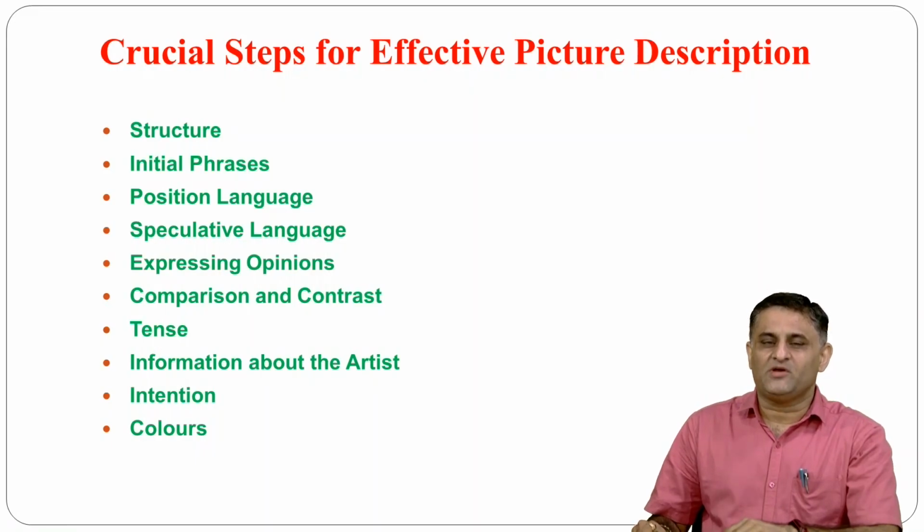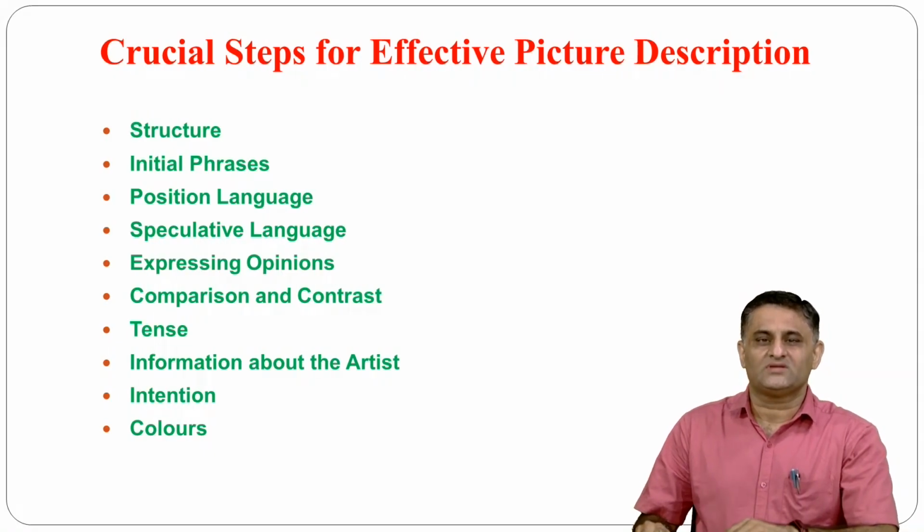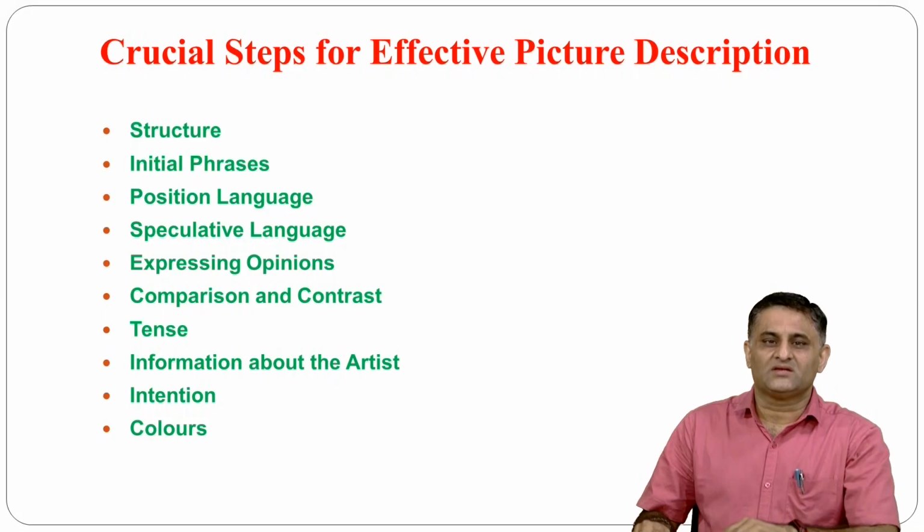When starting a picture description, you can use simple phrases like "in the picture, I observe," "there is," or "there is not." These help you begin with confidence and make it easier to describe what you are seeing. As you continue, you will feel more comfortable adding more details and explanation to your description. Next point is all about position language.